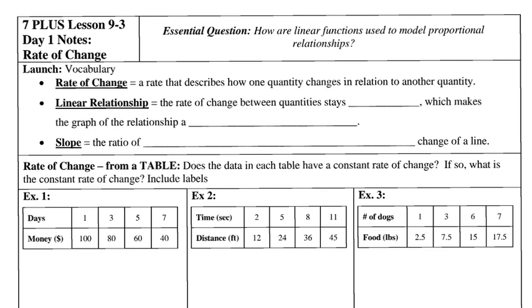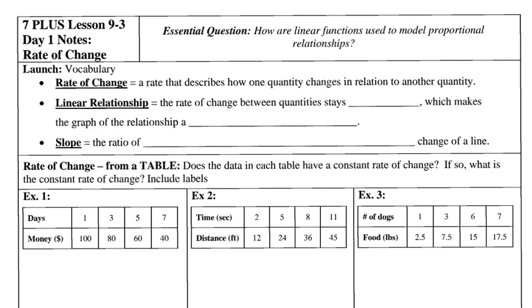Rate of change. It is a rate that describes how one quantity changes in relation to another quantity. So for instance, if I say $5 per book, I know that for each book, I'm going to multiply it by 5. So if I get 3 books, I'm going to take 3 times 5. So I'm changing one quantity in relation to another.